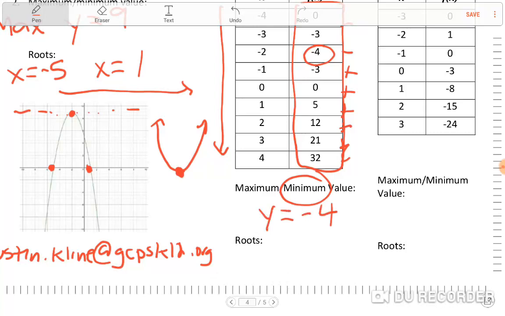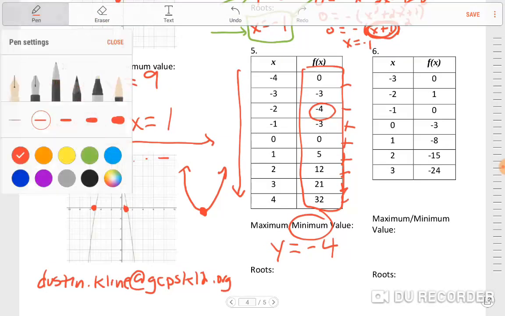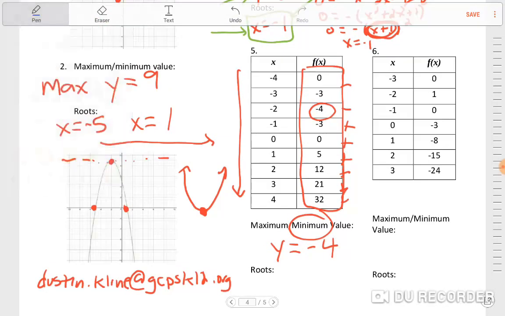For the roots, okay, roots would be where we touch the x-axis, and where we touch the x-axis, that's where y is 0. So what are the x values when y is 0? And those two values are -4 and 0, at -4 and at 0.